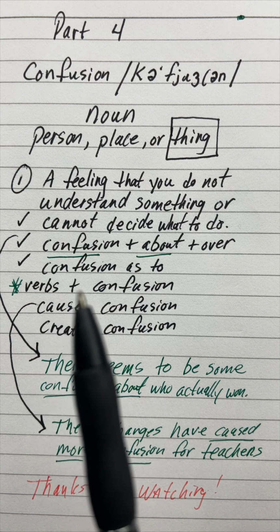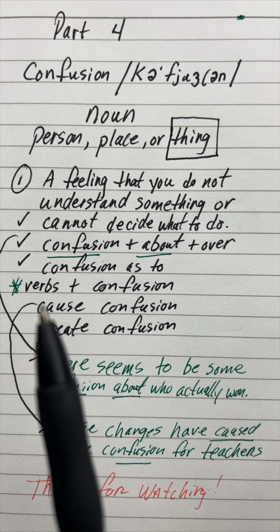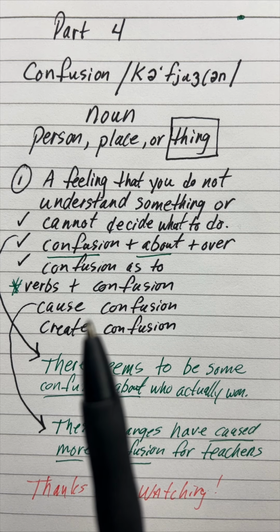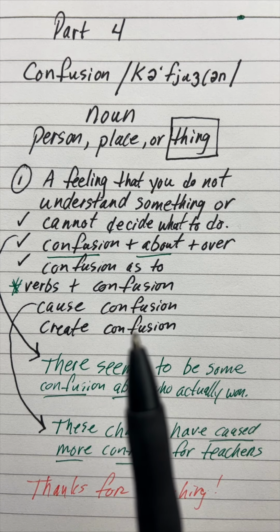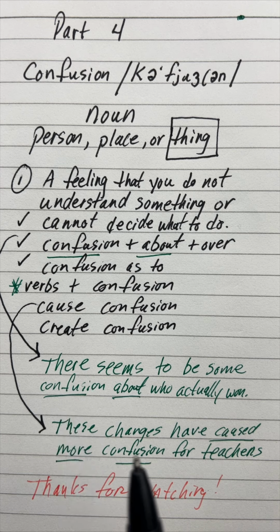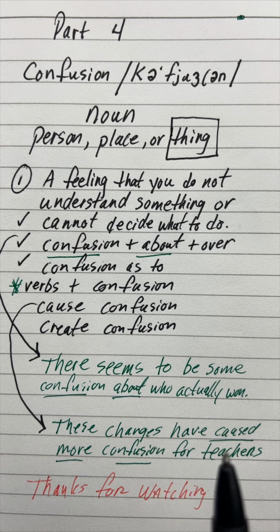Sometimes we use verbs cause and create. Verb plus confusion. Cause and create are verbs plus the noun confusion. Learn to look for those patterns. For example, these changes have caused more confusion for teachers.